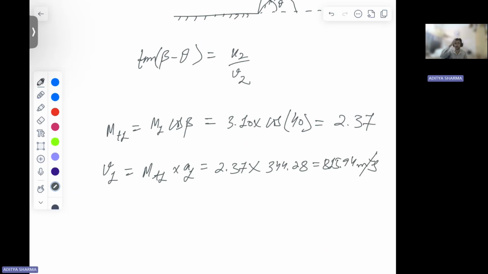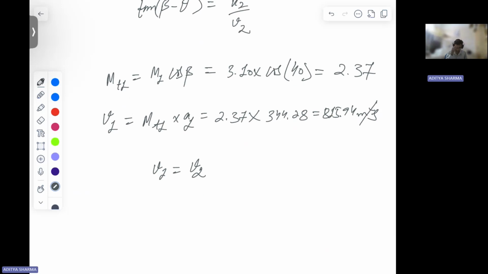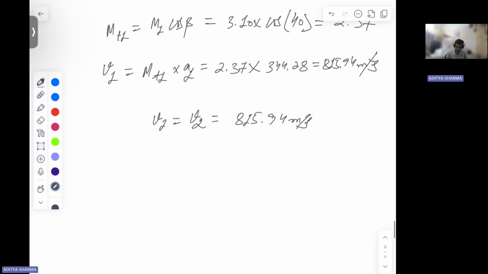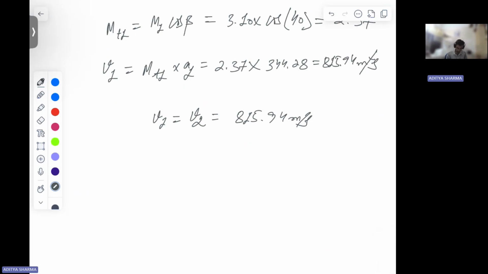Now, because in the tangential direction there is no velocity change, so V1 is equal to V2. So this is equal to 815.94 meter per second. Now we have V1 for this, V2 for this. Now U2 we need to calculate.